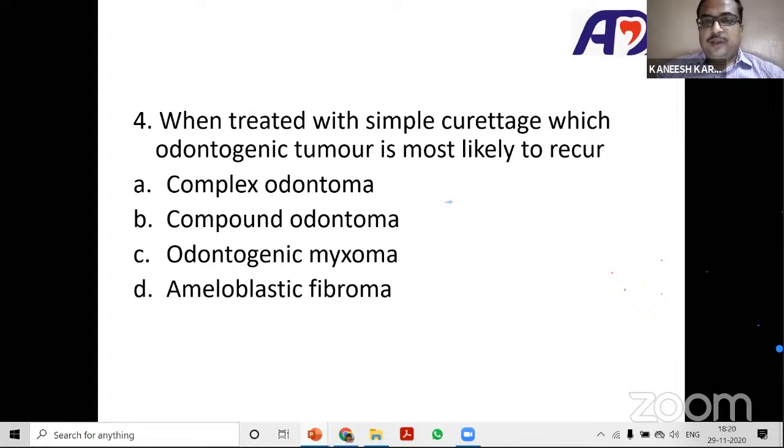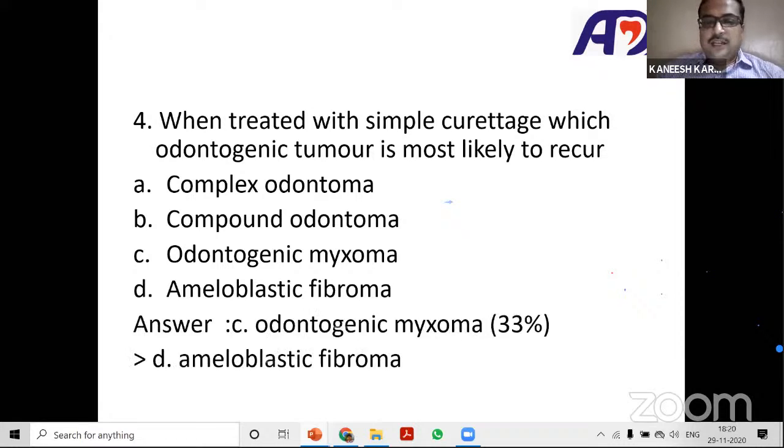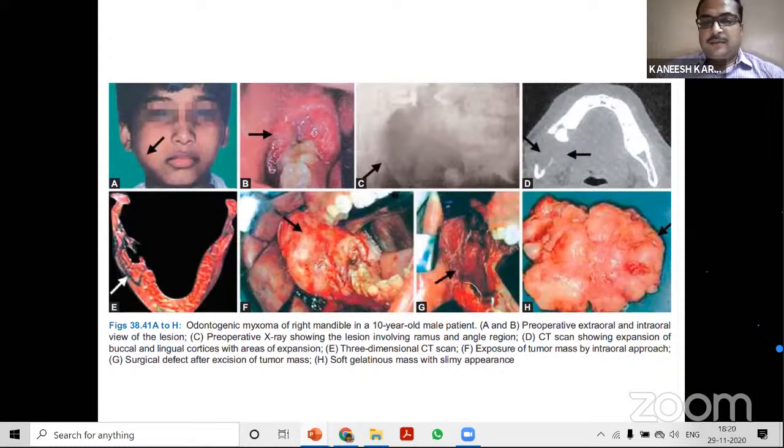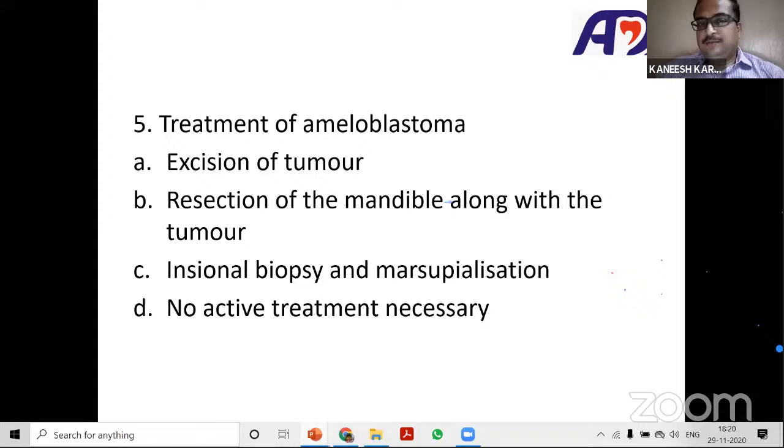When treated with simple curettage, which odontogenic tumor is most likely to recur, which has the highest recurrence rate? Yeah, odontogenic myxoma, that has a 33% recurrence rate, more than the ameloblastic fibroma. This is an odontogenic myxoma of the right mandible in a 10-year-old male patient. What is the treatment of ameloblastoma?